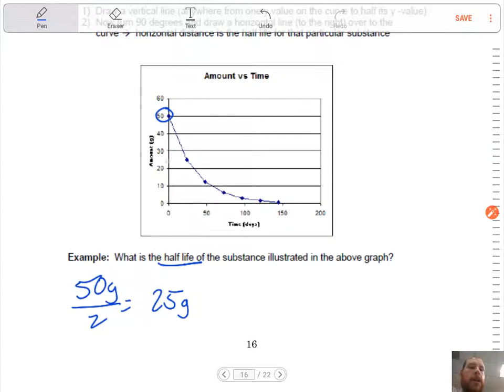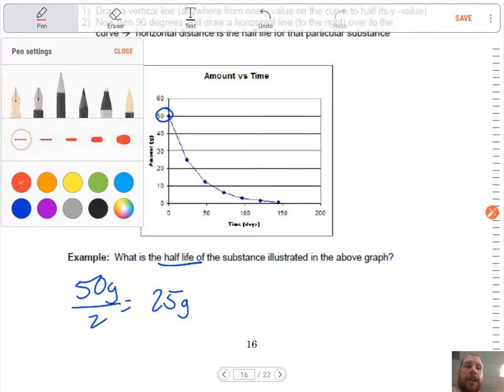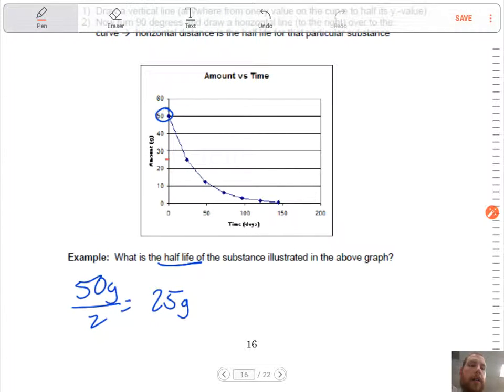25 grams. So now I'm going to go on my graph to where 25 grams would be. That's right around here. Oh, look, there happens to be a dot there. So that would be my half-life. Now figure out what the time would be. Okay, that's about 25 days. It's not a 2, that's supposed to be an about sign.